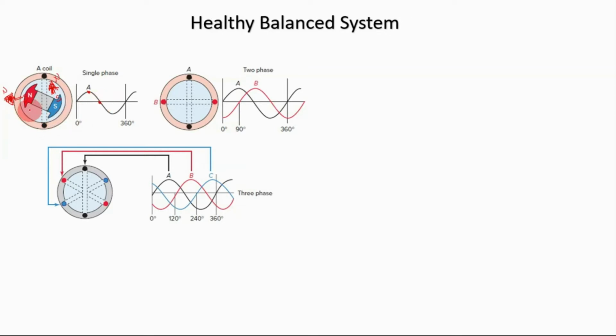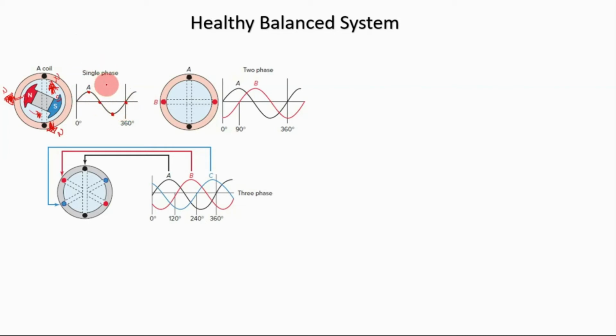When it moves on, it is now facing north again. So this is now the negative peak, and it goes back again to 0. This is what we call one cycle.